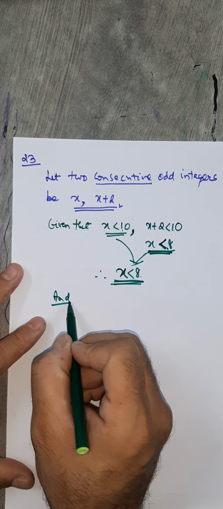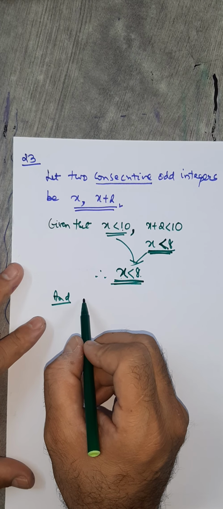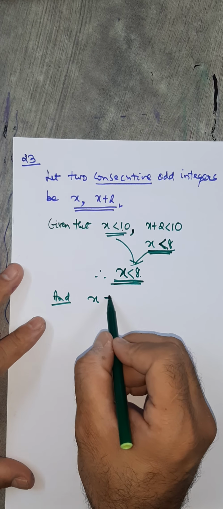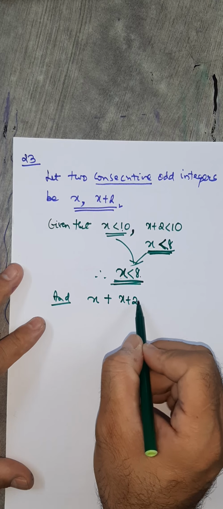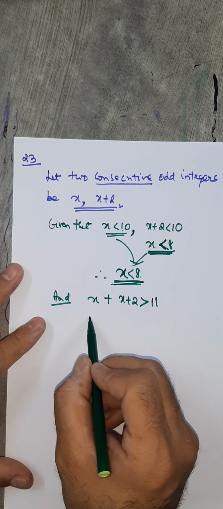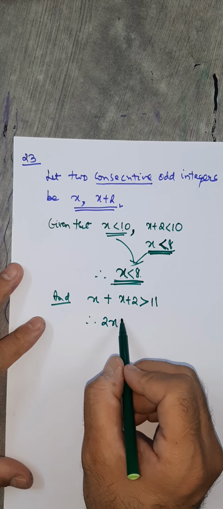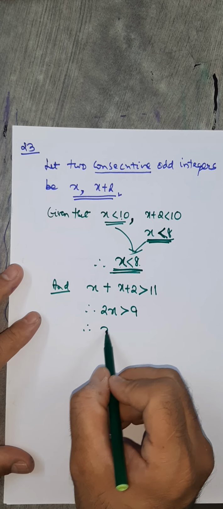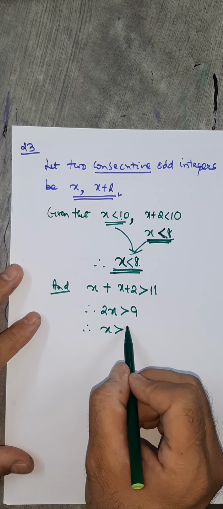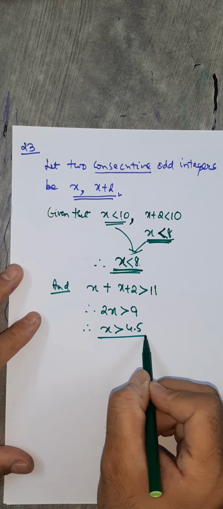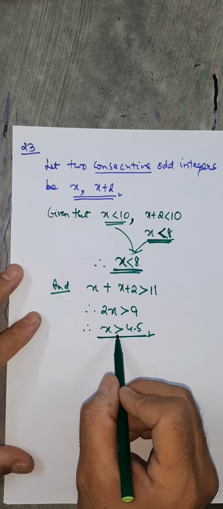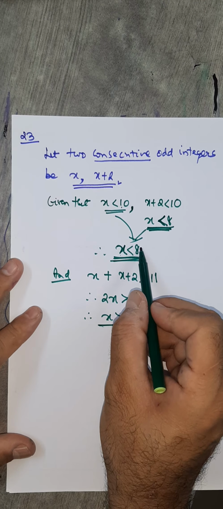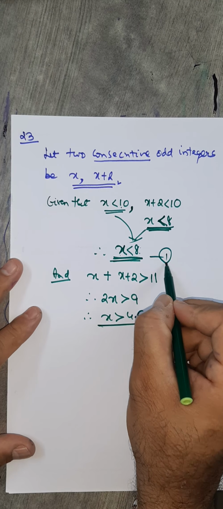And you are also given that the summation is more than 11. The summation of what? The summation of these two. x plus x plus 2 is more than 11. So 2x is greater than 9, taking 2 on the other side. So x is greater than, dividing by 2, 4.5. Here you are saying that x is more than 4.5, and here you are saying that x is less than 8.